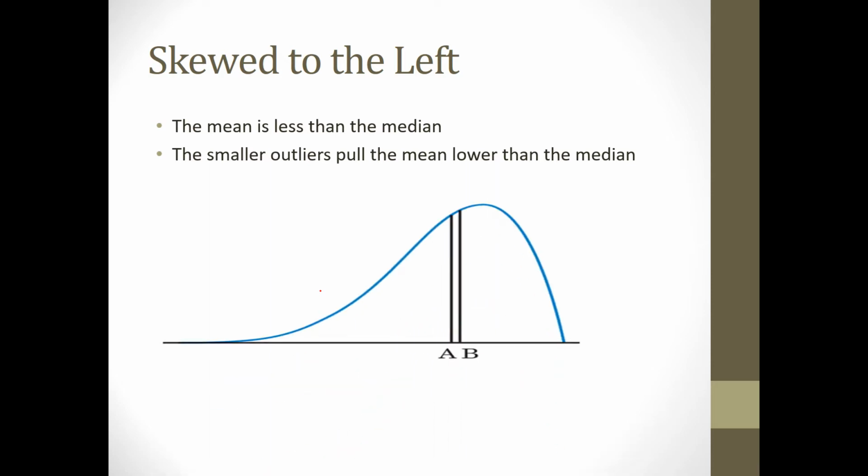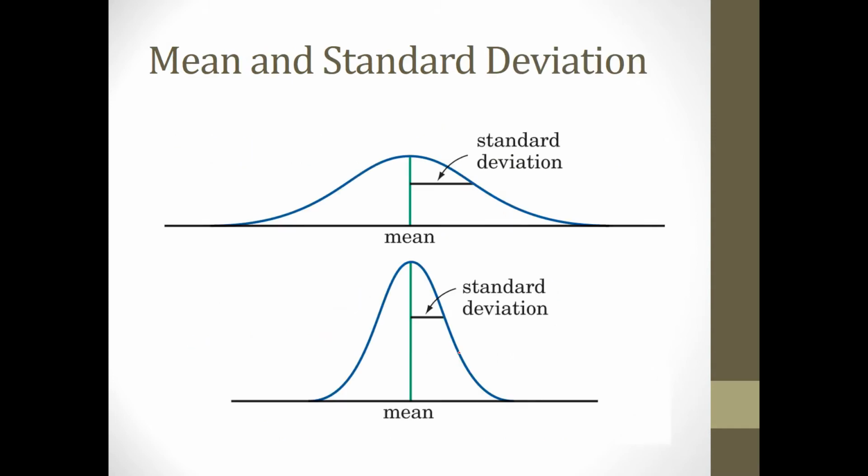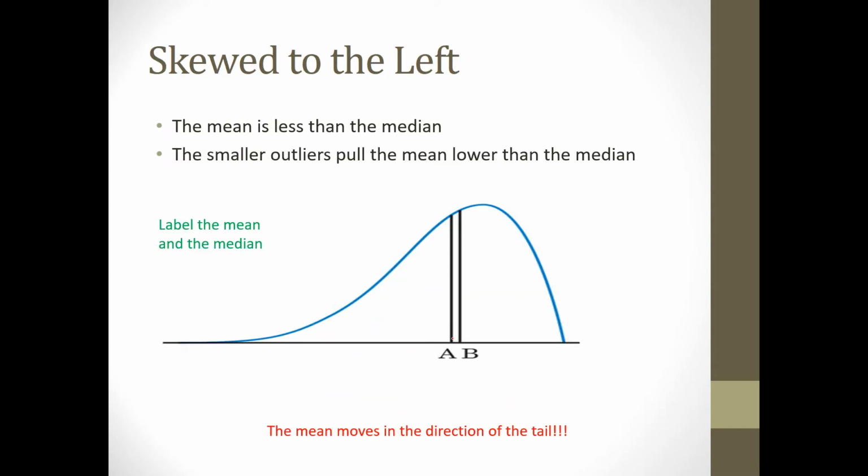So in this situation, which is the mean? Is the mean A or is the mean B? The mean moves in the direction of the tail. So which side is the tail on? My tail is over here on the left-hand side because I'm skewed to the left, so my tail is on the left, which means that A is going to be my mean.